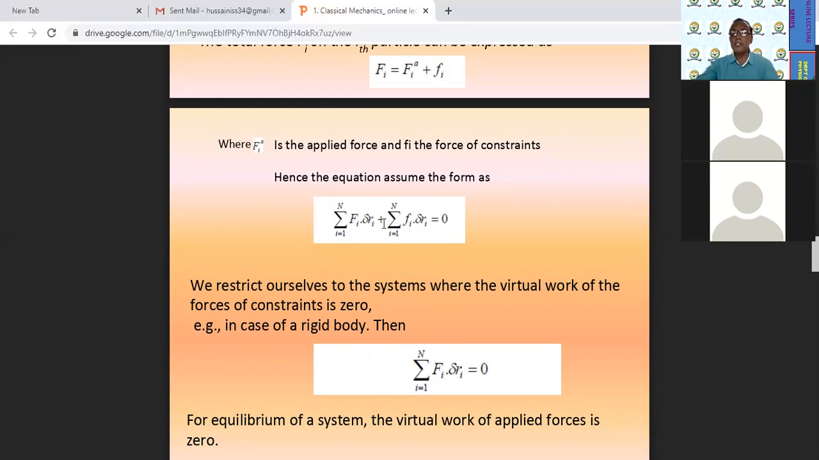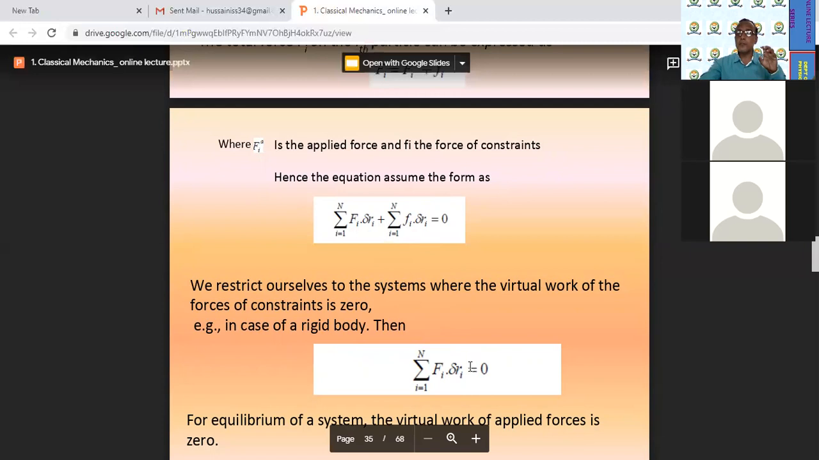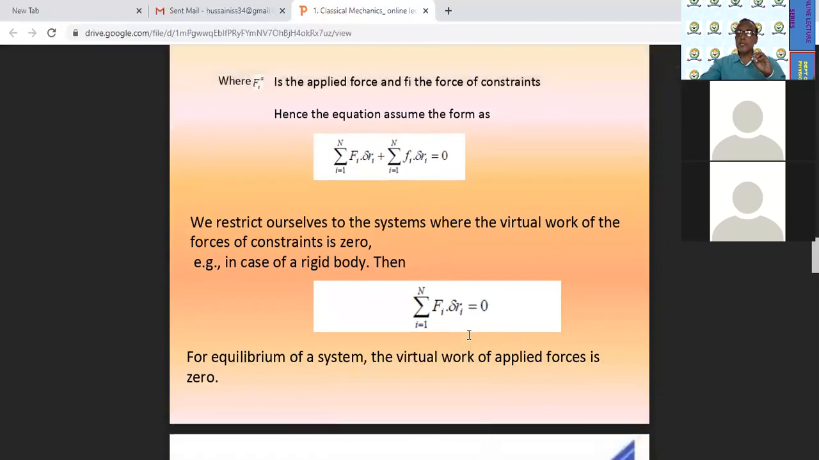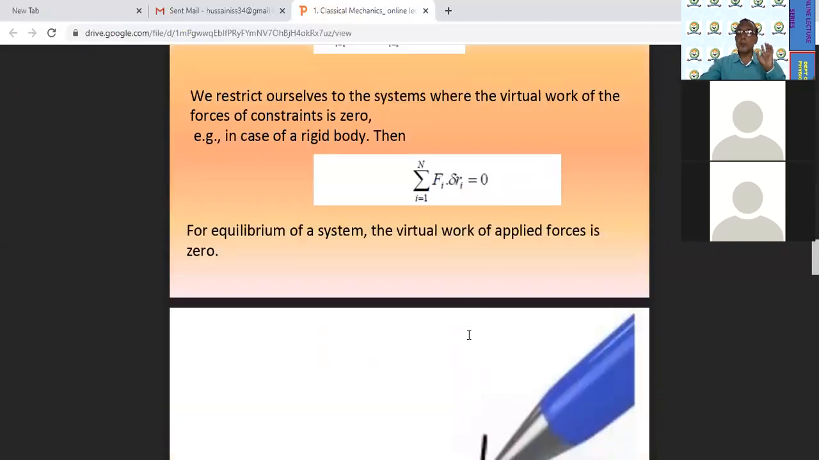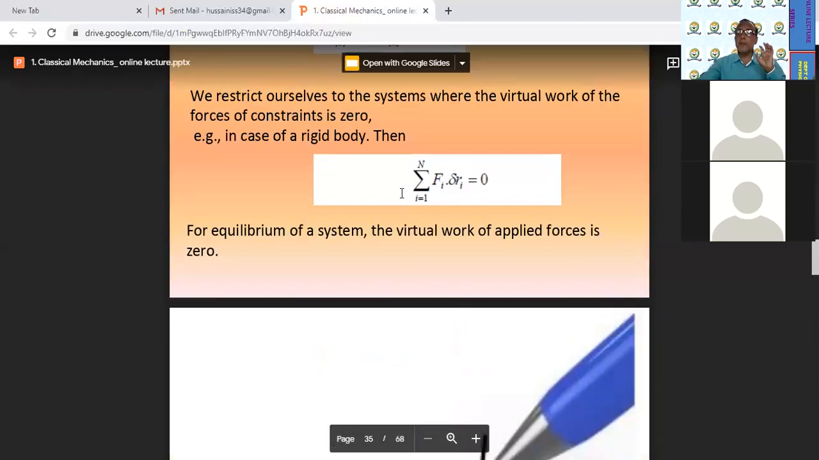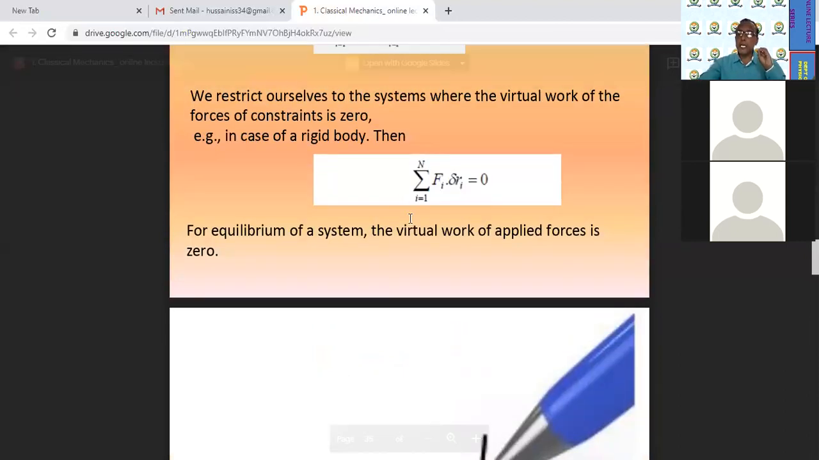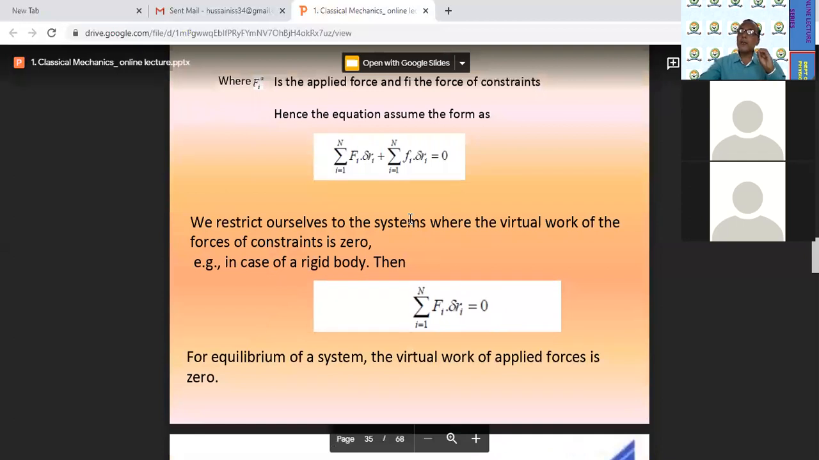When this term is 0, because we have restricted ourselves, हमने अपने आप को किसके लिए महदूद कर लिया? To the system where the virtual work of the forces of constraint is 0. And that's why, in the case of a rigid body also, summation i goes from 1 to n, F dri is equal to 0 for equilibrium of the system, and virtual work is equal to 0. Understood? So these are the three important articles that I would like to explain here. Have you got it, please? What was the first article I have explained here?